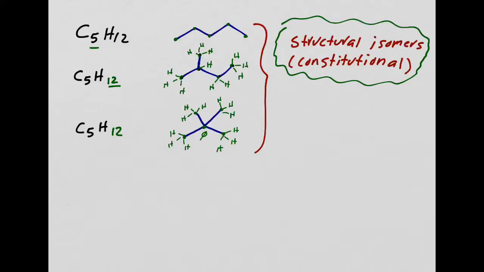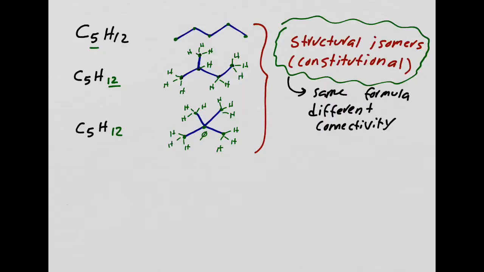What are they? Here's what they are. They have the same formula. In this case, they all have C5H12, but different connectivity. Just think about, if you have 5 pieces of Lego, there's many different ways you can put it together. There's not just one way. So here you have 5 carbon atoms and 12 hydrogen. There are many ways you can put it together. And C5H12 has 3 constitutional isomers.